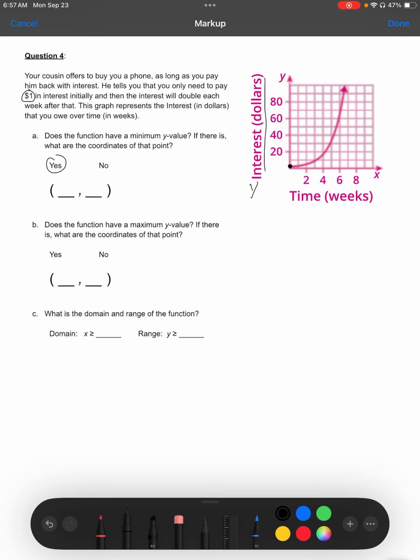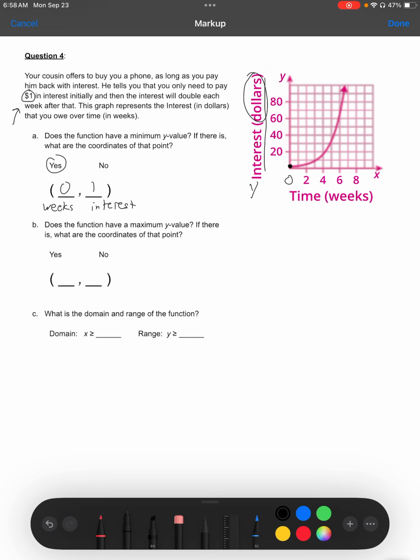Then the question is, what is the coordinate of that point? Well, this point is at 0 weeks. We have 0, and this would be weeks. Several people have incorrectly said that this is also $0, but that is not the case. Remember that we start at $1 interest. I know it is hard to see on the graph, but the lowest the y value gets, the lowest that our dollars get, is actually 1. At 0 weeks, right when you buy the phone, your cousin is going to charge you $1 of interest. So (0, 1) is the point that has the minimum y value.